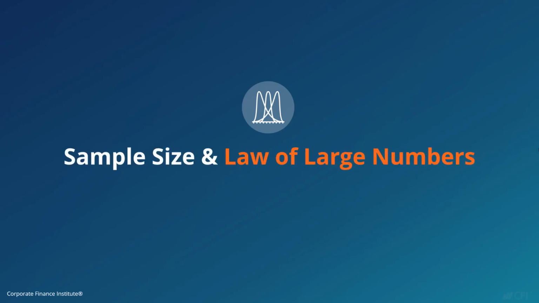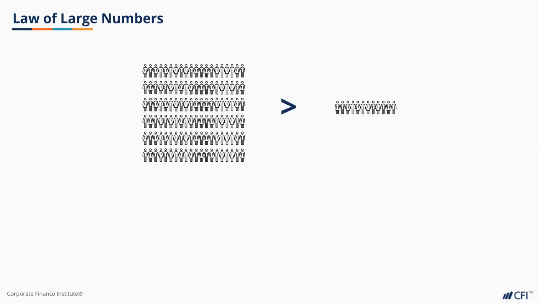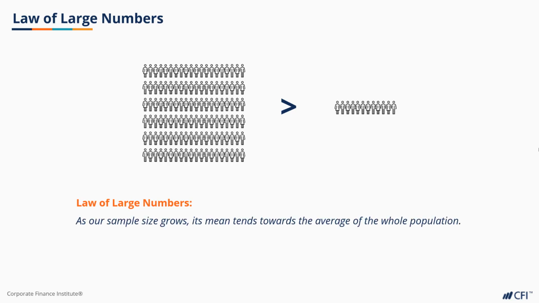Large samples are nearly always better than small samples. To understand why, you simply need to remember the law of large numbers. This law states that, as our sample size grows, its mean tends towards the average of the whole population. Basically, the more samples we have, the less likely it is that we get fooled by randomness.